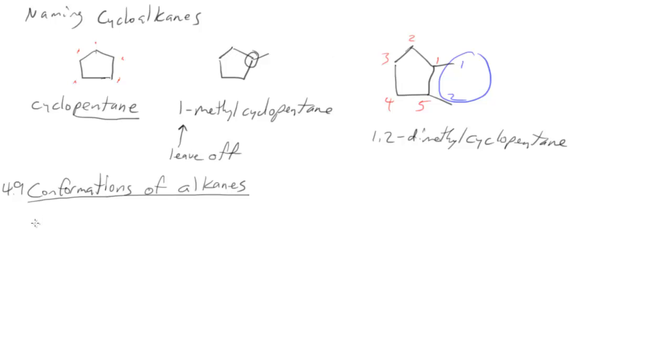Section 4.9 we'll talk about conformations of alkanes. And this is really getting down to what the shapes of the different structures are that we've been drawing. And a conformation is just a different arrangement of atoms caused by rotation of single bonds.